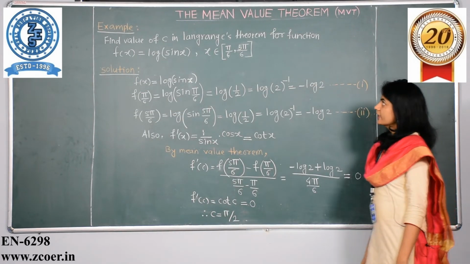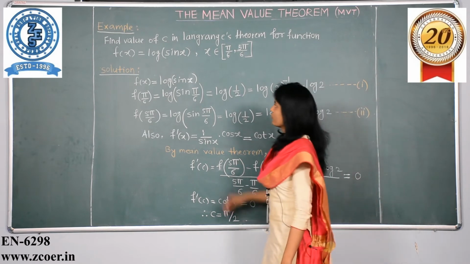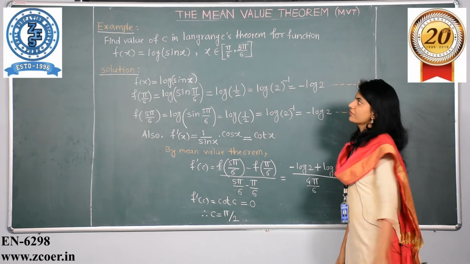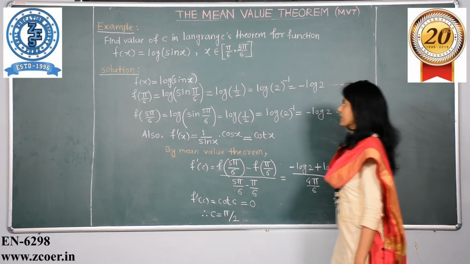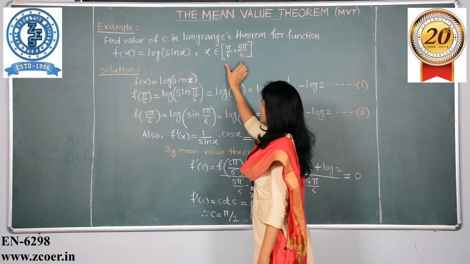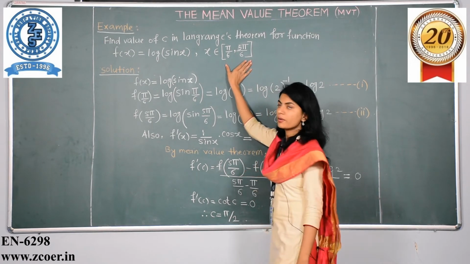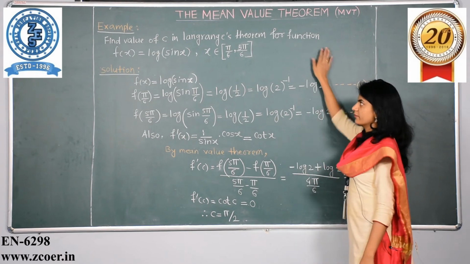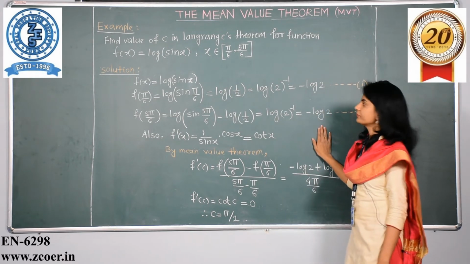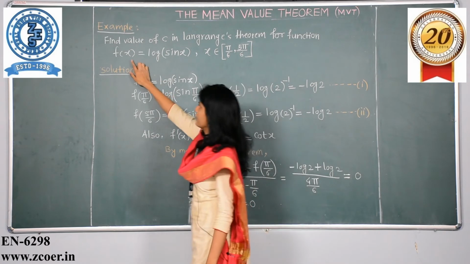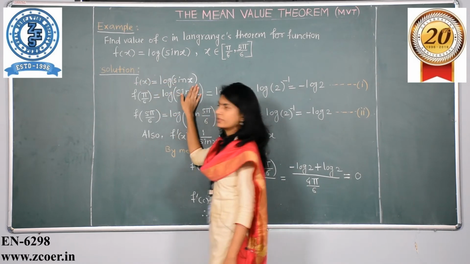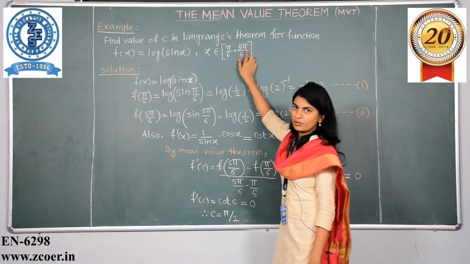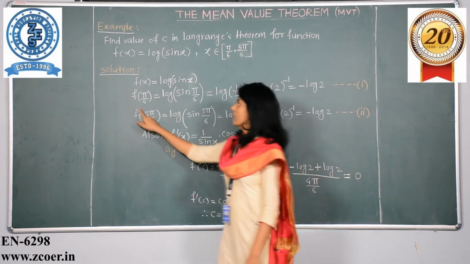So in the third example of mean value theorem, we are going to find the value of c in Lagrange's theorem for the function f of x equal to log of sin x, where x belongs to the closed interval pi by 6 and 5 pi by 6. So for this example we will find the solution. Given equation is f of x equal to log of sin x. Now we have values of interval as pi by 6 and 5 pi by 6, we will put one by one in this function.